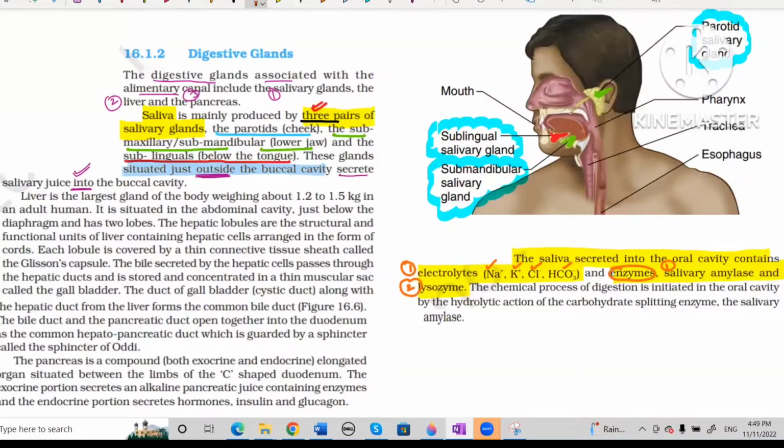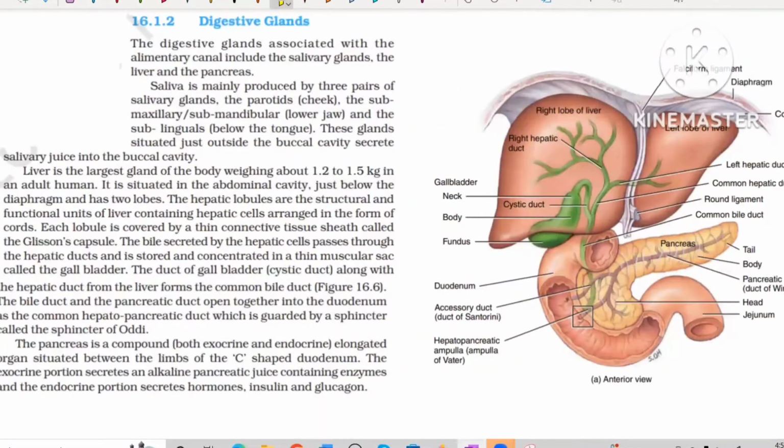Is it clear? In the mouth, the chemical digestion will be started with the help of the action of this enzyme only, that is salivary amylase. You can make a note here, it is also known as ptyalin. And this is a carbohydrate splitting enzyme. It is the one which is going to break down the carbohydrate. So for salivary gland, a very important question: where are these located? Please remember they are located just outside the buccal cavity and they are pouring the secretion into the buccal cavity.